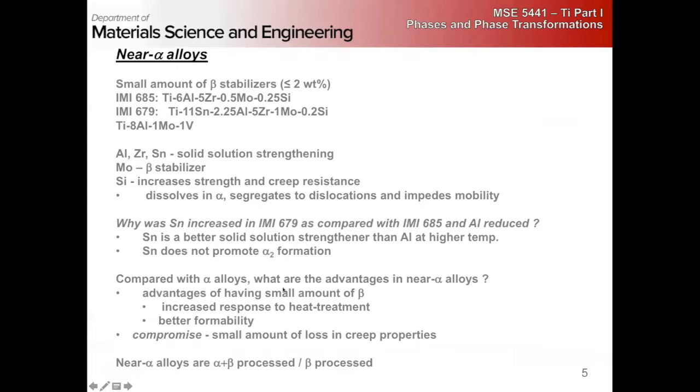Having a little bit of beta in there gives us some better formability, and increased response to heat treatment and annealing. We're going to lose a little bit of creep properties. And then all of these are alpha plus beta processed. What was the alpha plus beta processing that we talked about? That's where you take it above the transus, cool down, go up into the two-phase region, deform high in the two-phase alpha plus beta region, cool down, and then give it a small stabilization heat treatment.